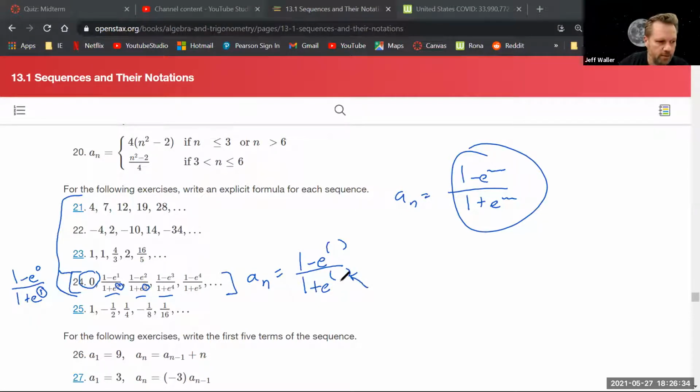Now, on the top, first term has a 0, the second term has a 1, the third term has a 2. So what's this going to be? It's not n, right? It's not the same. It's always n minus 1. No, not n plus 1. First term has a 0. Second term has a 1. And minus 1. Okay. Do you guys see how that works? Sometimes it's that easy.